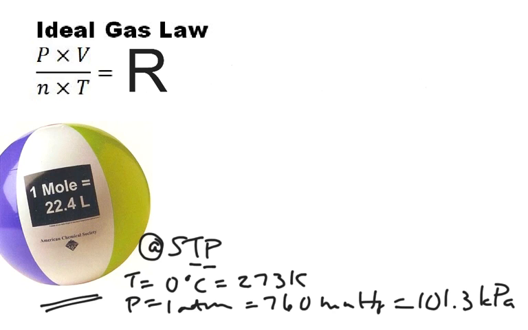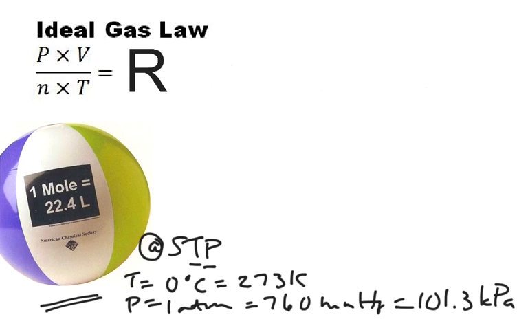Now, because there are different pressures that we could use, we actually get a couple of different values of R, and those values all work the same, but they have different numbers. So let's just throw these first ones in. So for this beach ball, let's go ahead and put in some values for pressure, volume, number of moles, and temperature, and calculate a value of R.